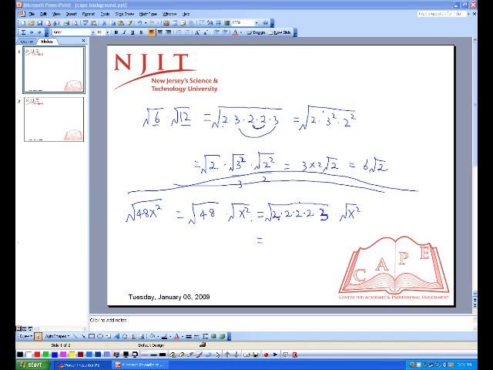Now 16 is really square root of 4 squared, right? Because 4 squared is 16, and 2 times 2 times 2 times 2 is also 16. So 4 squared times square root of 3 times square root of x squared, okay? Now this is going to be 4 times square root of 3. Now that is going to be x, but here's the tricky part.